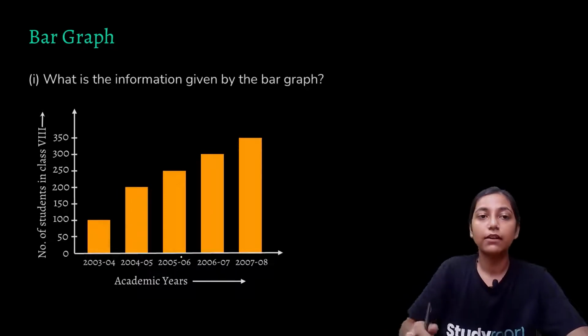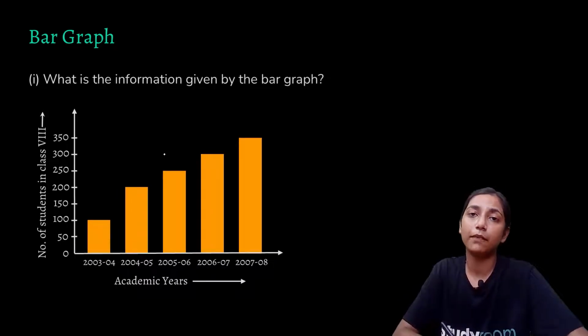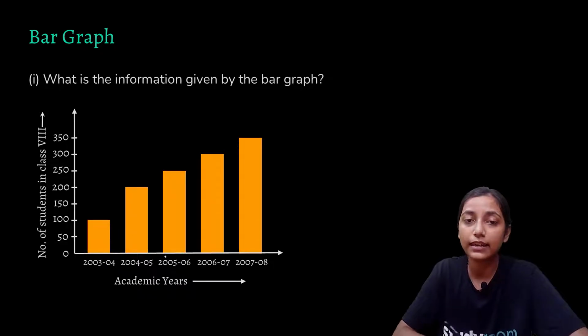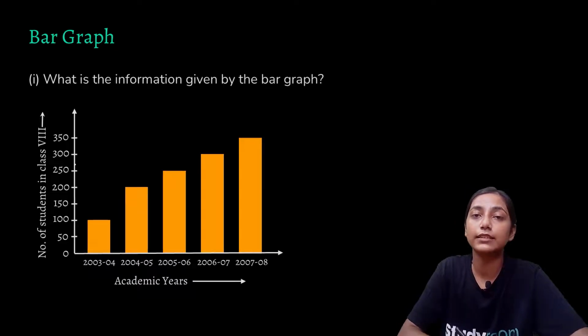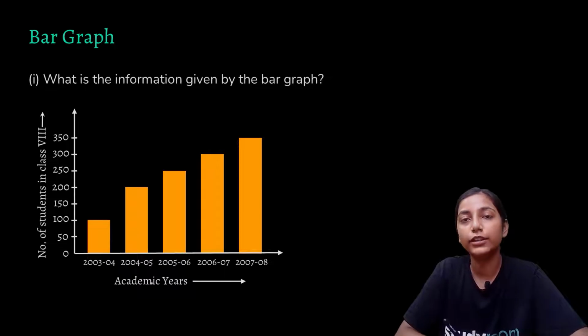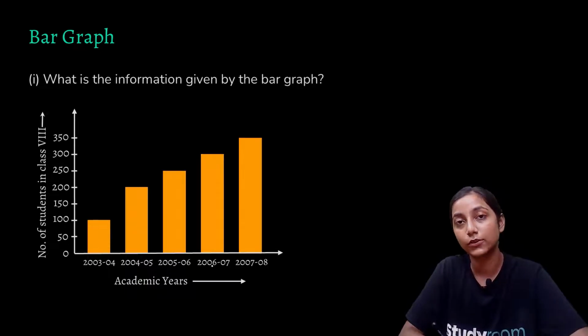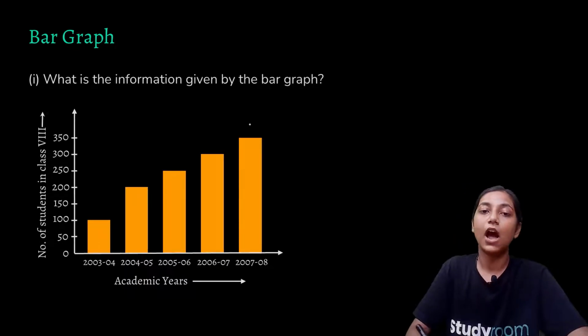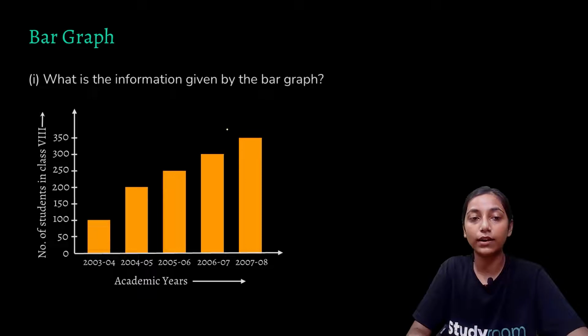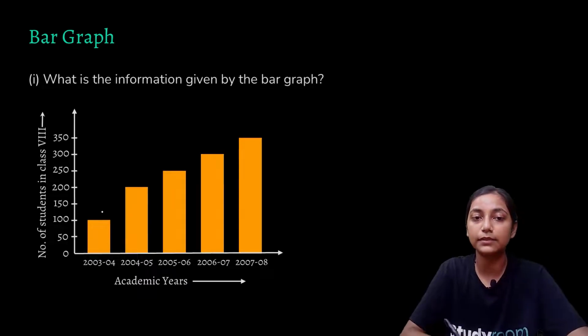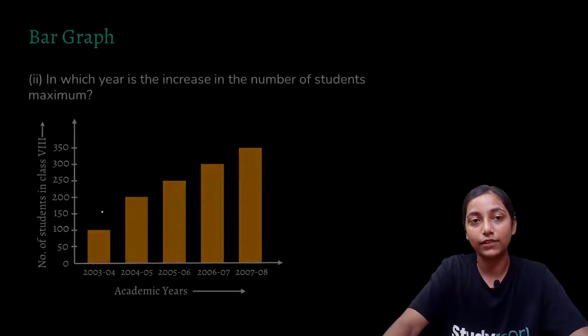Now, first of all we are asked, what is the information given by the bar graph? So we can say that this bar graph represents the number of students in class 8 according to the provided academic years. Like in 2003-2004, how many students were in class 8? In 2004 to 2005, how many students were in class 8? Similarly, in 2005 to 2006, 2006 to 2007, and 2007 to 2008, the total number of students in class 8 is being represented by this bar graph. This is the information, right?